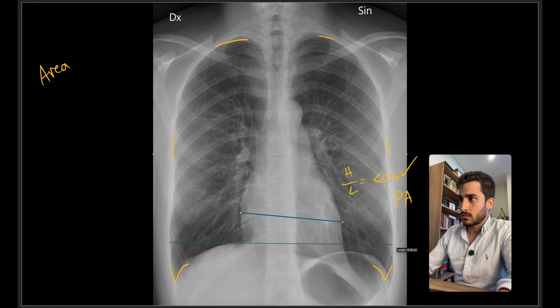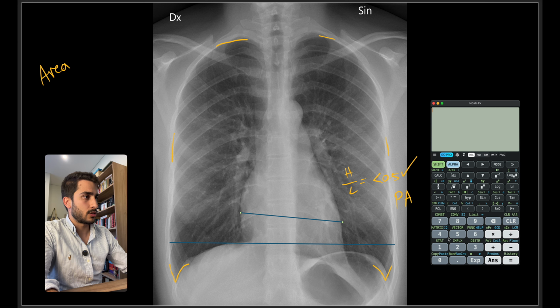The edges are around, let's say, 14.8. So this one was 6.7. If I bring up my calculator over here, we had 6.7 divided by 14.8. Okay, so that is 0.45. That is under the 0.5 cardiothoracic ratio, so it's an adequate heart size.